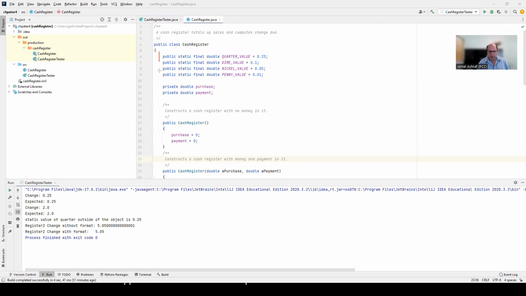And we want to put this on the top of it. So when it's here, it belongs to the class. If I had it in the method, it would belong to the method. If it belongs to the class, all the methods can use it. If it belongs to the method, only that method can use it.